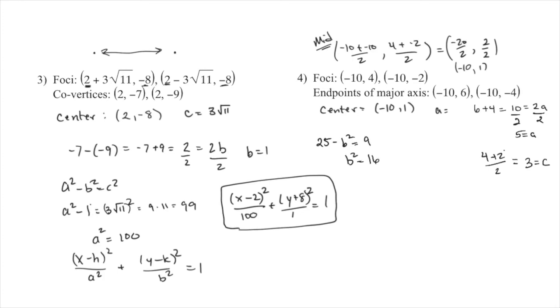Okay, so we've got everything. Let's figure out the orientation. We've got my center, we've got my a, and I've got my b squared. So we know that the major axis endpoints, the vertices, have a y value that's changing, so they're vertically apart from each other. They have the same x-coordinate, so we know we have a major axis that's going to be vertical. So we're going to have (x minus -10) squared. Now b squared is going to go under here, so 16, plus (y minus 1) squared over 25, and that's equal to 1.